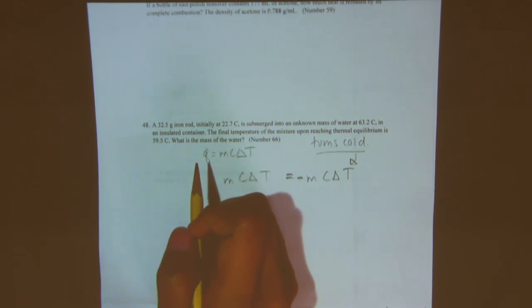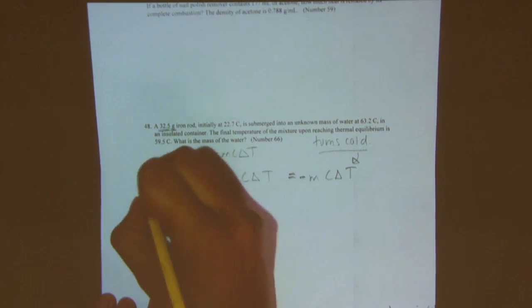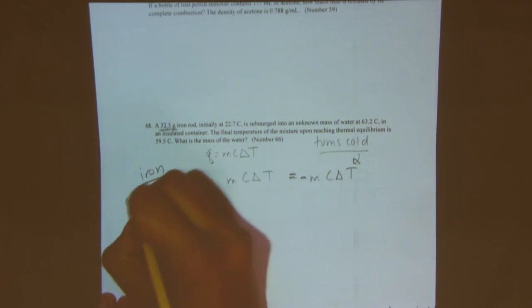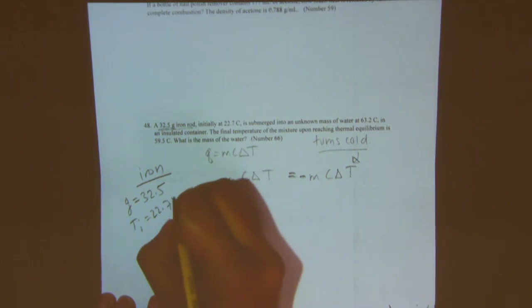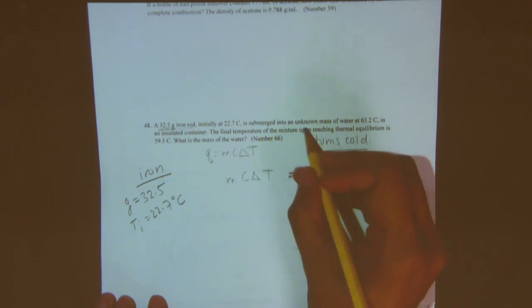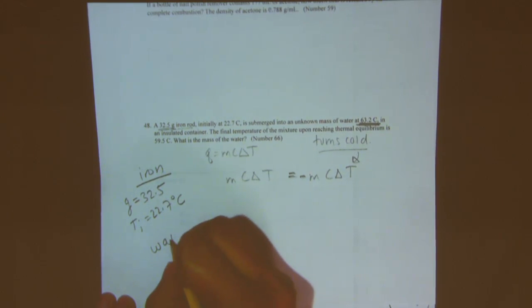Okay, so we have the iron value, grams as 32.5. So maybe we can make it a little easier to understand. Grams is 32.5 grams as iron, and the initial temperature is 22.7 degrees Celsius. And so they start telling us about water, right? So I'm going to also put water's information right here.